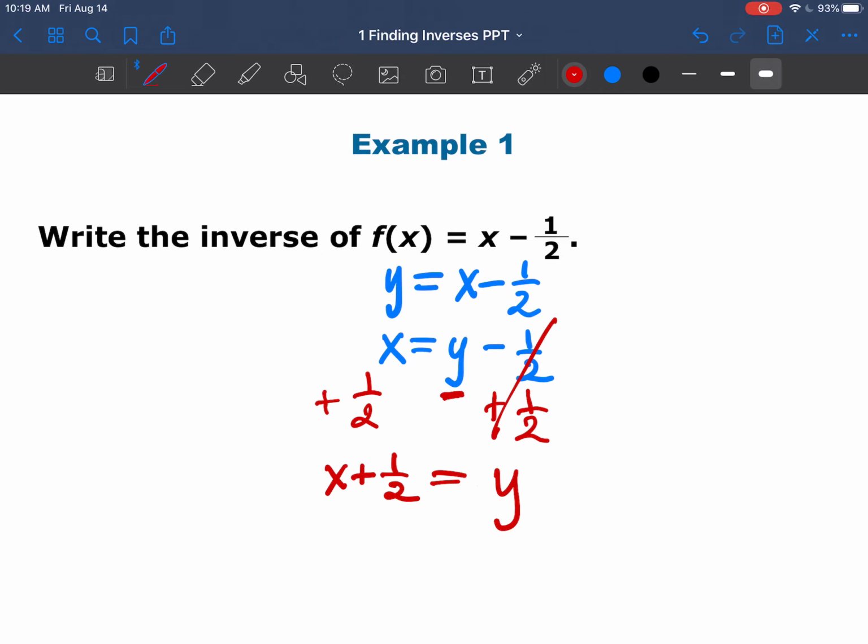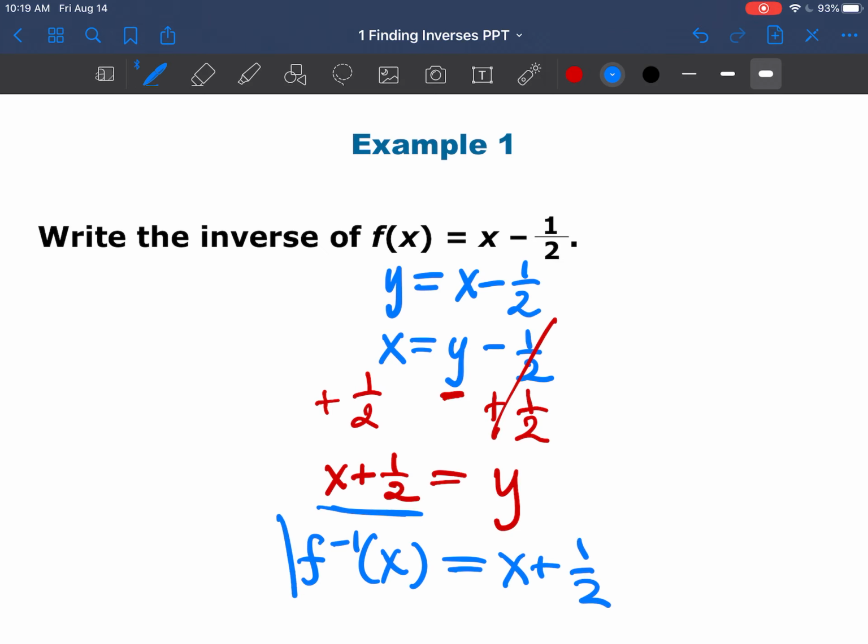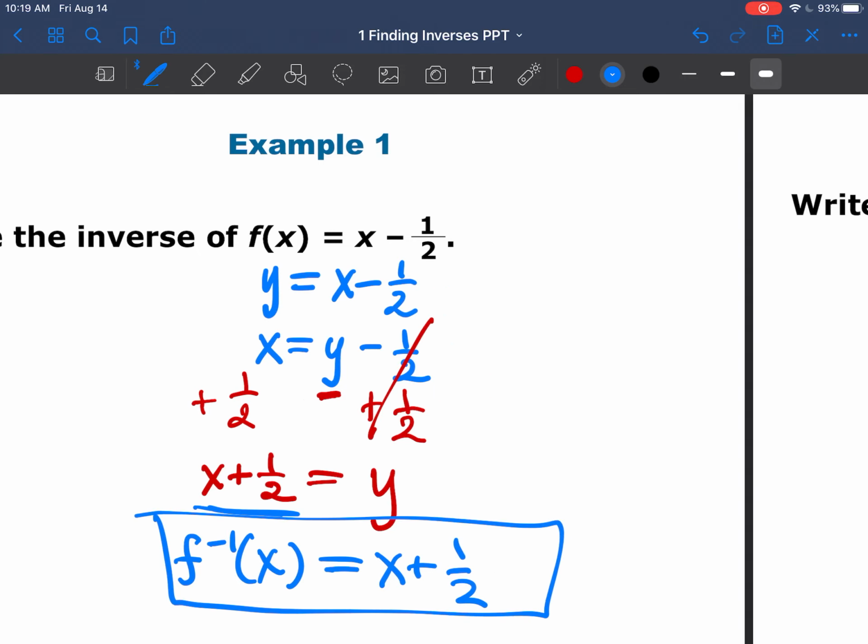Okay, and so don't box this as your final answer. You still need to use your inverse notation. That's incredibly important as part of the standard. And so our last step is to put f inverse of x equals this equation. And that's the answer you box, and that's how it's going to look on a multiple choice test.